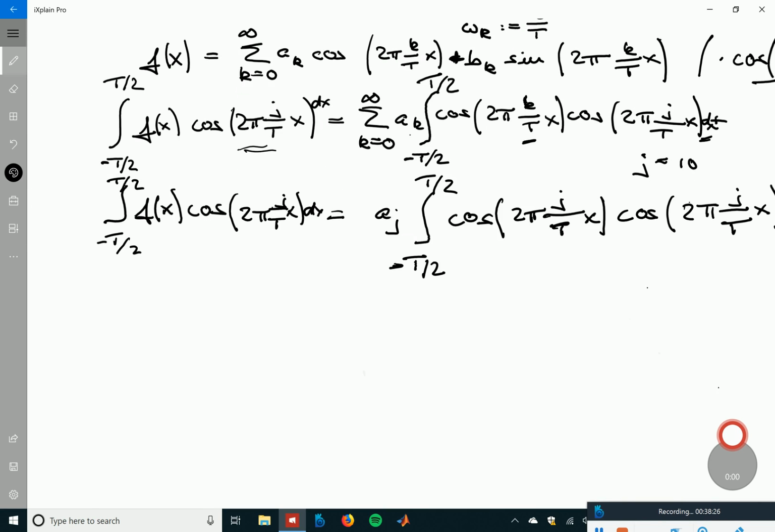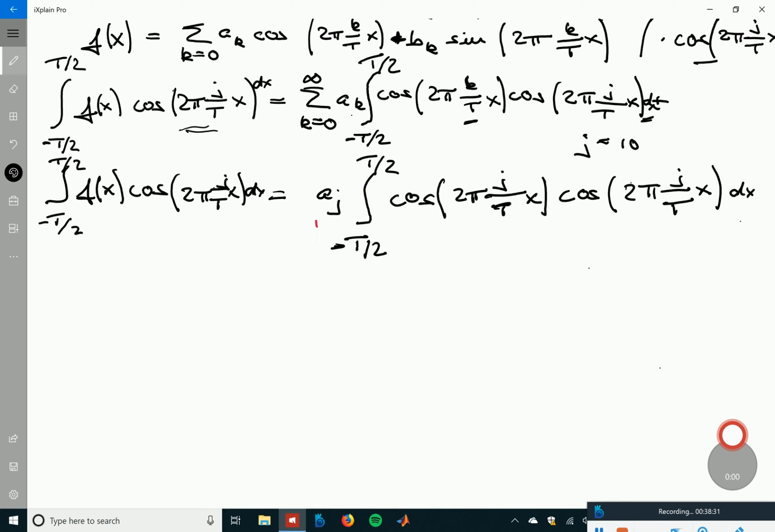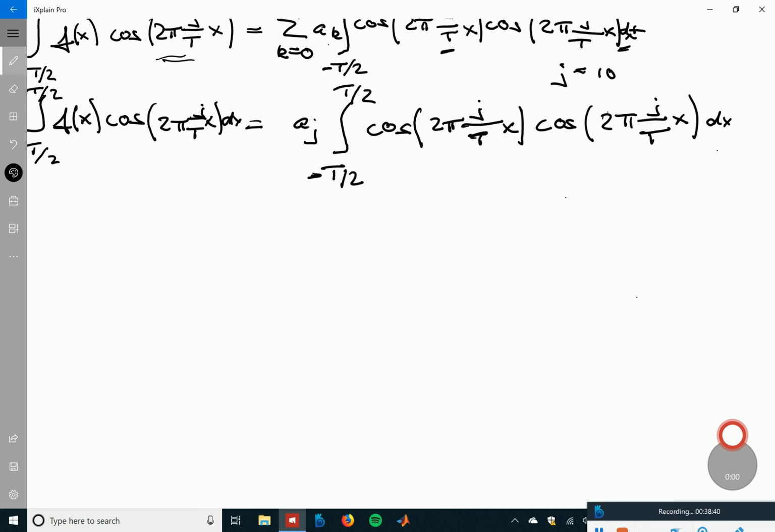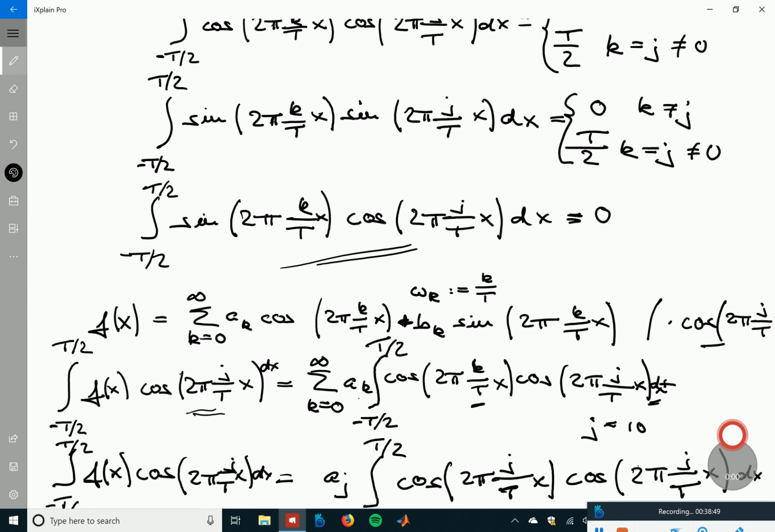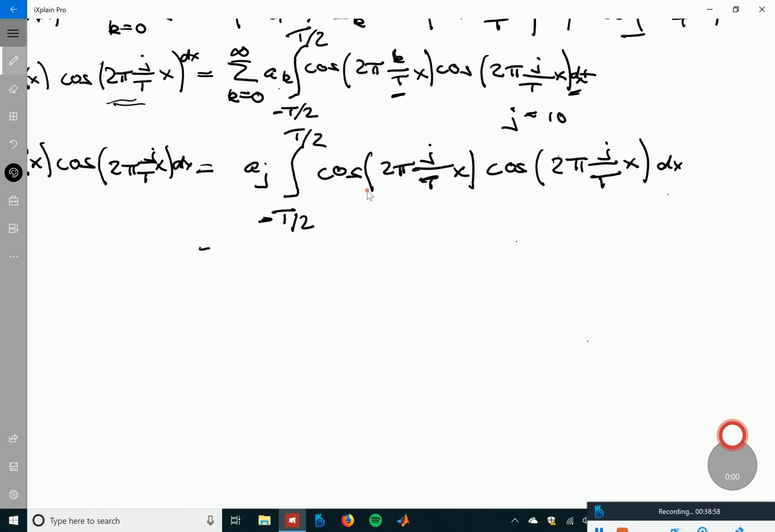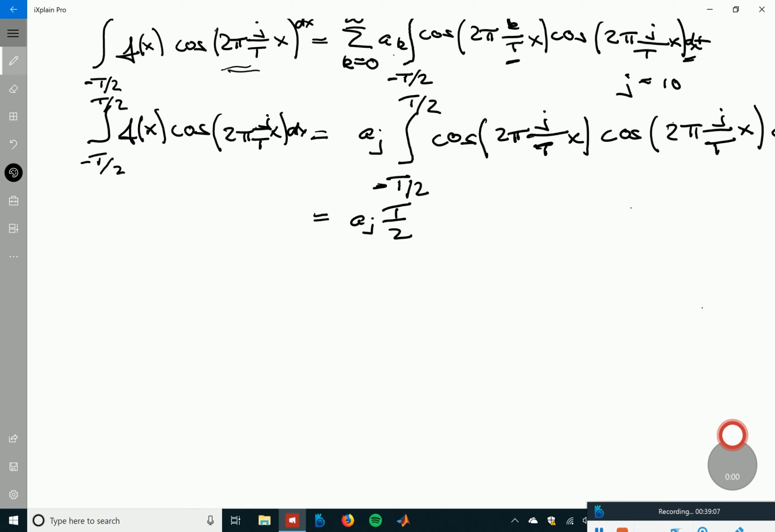And now we see that we have our aj isolated. Of course, the aj depends on the j that we choose. Now we can again use the orthogonality properties of cosine and sine, which said that for a cosine of the same circular frequency, the integral is actually t half. So what we get is aj t half. Then we essentially just need to put the t half on the other side and get aj equals 2 over T, integral of f(x) cos 2 pi j t x dx.